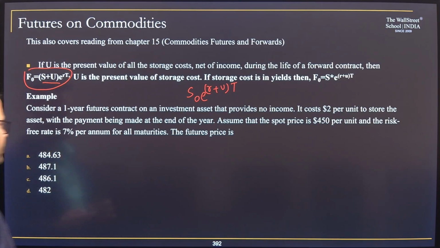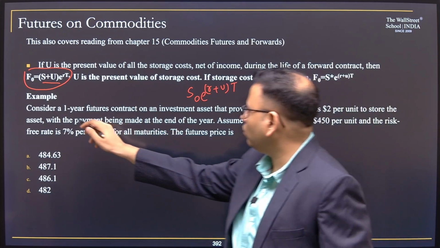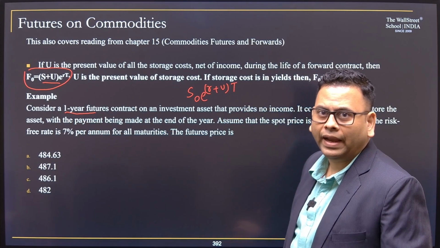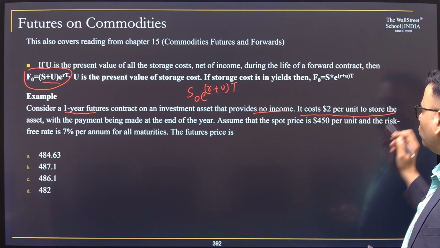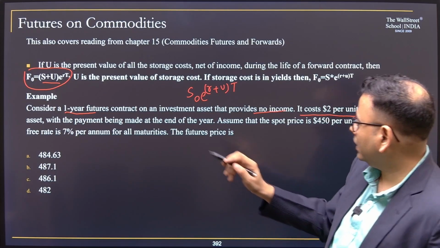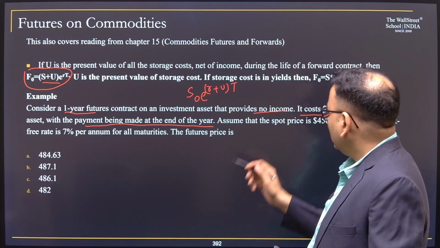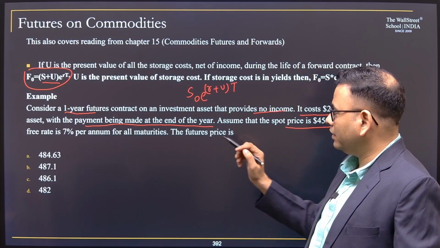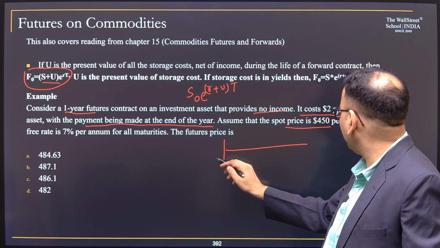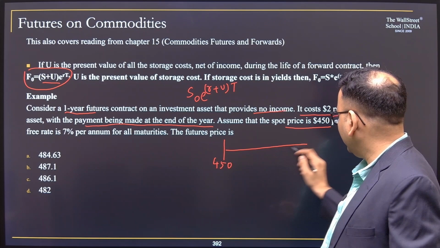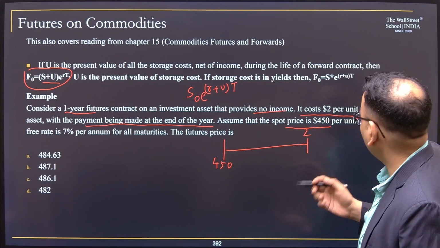So in this particular case, I have a futures contract. I want to find the price of a futures contract which is expiring 1 year from now, and it provides no income. However, it costs 2 rupees or $2 to store the asset, and the payment is made at the end of the year. The spot price is 450 and the risk free rate is 7%. So my spot price is 450 and there's a cost of $2 which I have to pay at the end of the year as a storage cost.